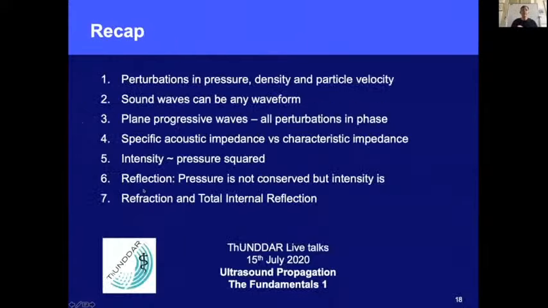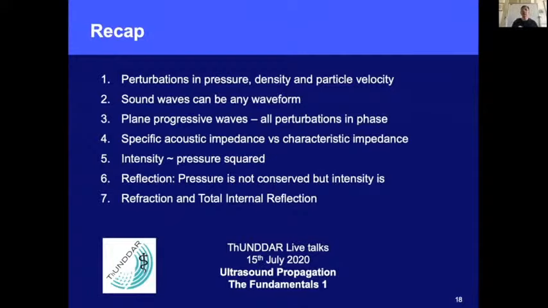So to recap what I've given in this first short lecture, acoustic waves are perturbations that exist in the pressure, density, and particle velocity of the underlying medium. Sound waves can be any waveform. We often talk about them in terms of sine waves, but they don't need to be sine waves. They can take any particular waveform.